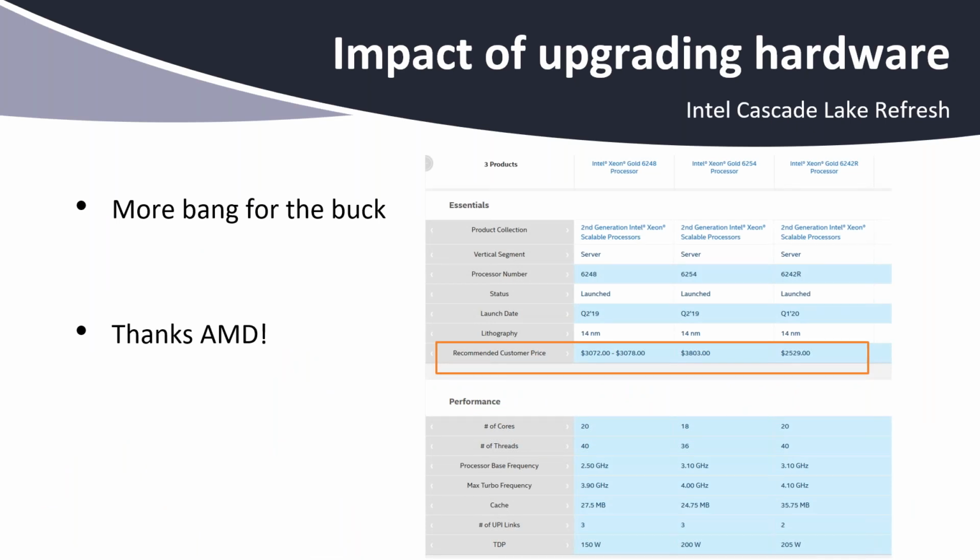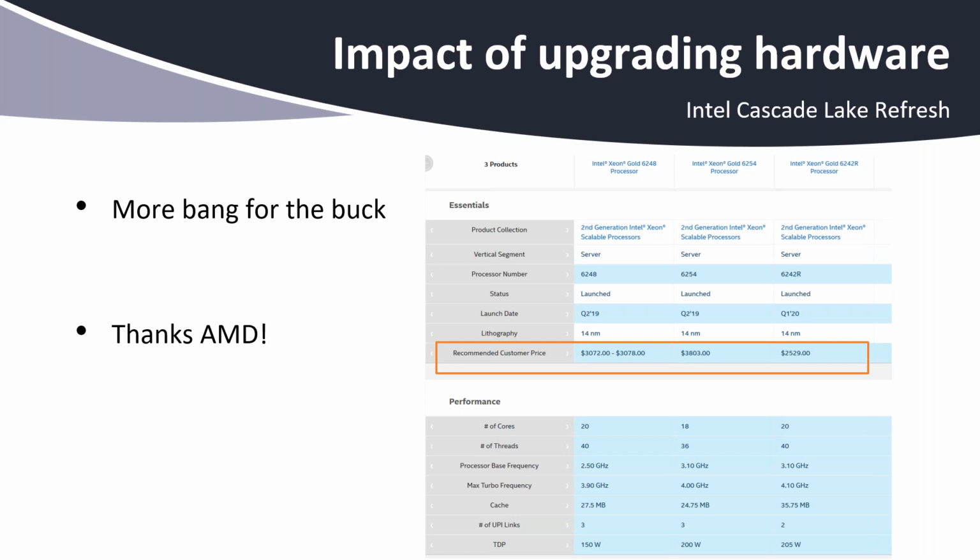So recently Intel launched the Intel Cascade Lake Refresh series, thanks to AMD, because it gives more bang for the buck. So they see that AMD with their EPYC or Threadrippers or Ryzen CPUs give more bang for the buck. So suddenly Intel lowered the prices.